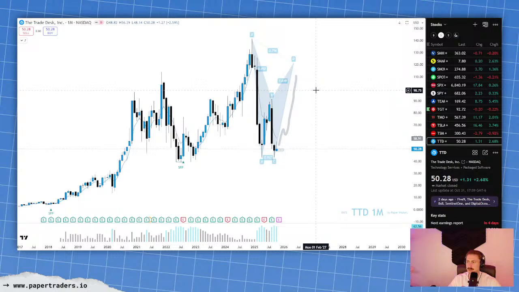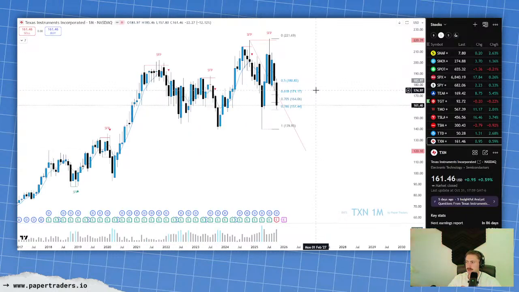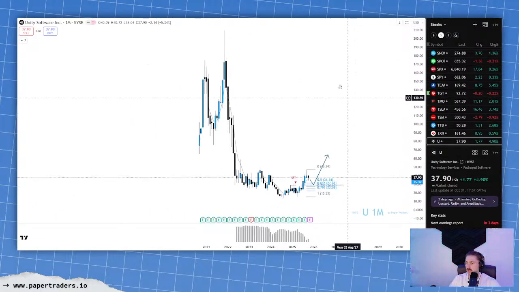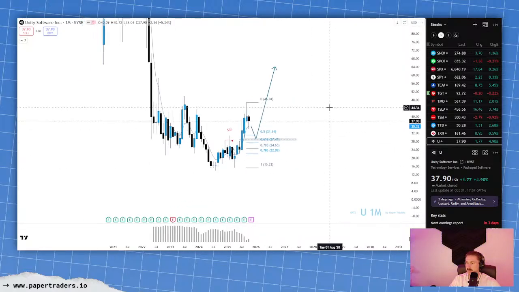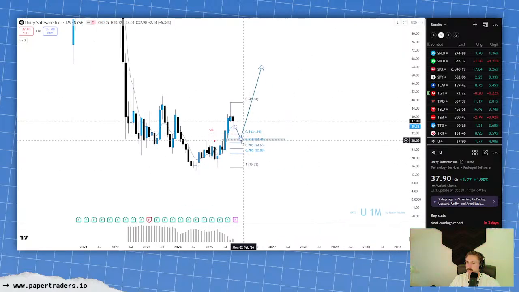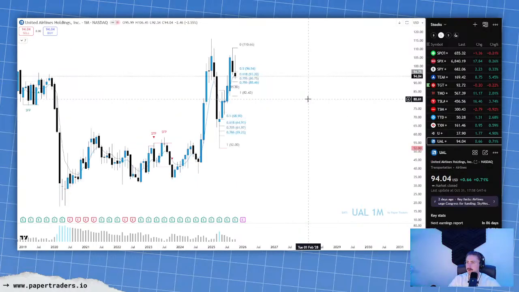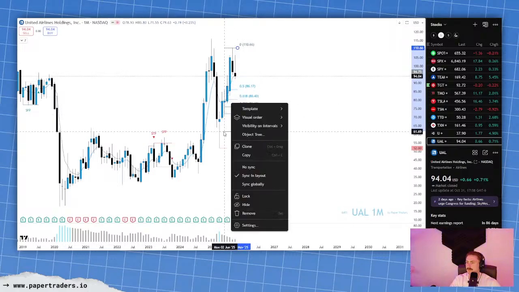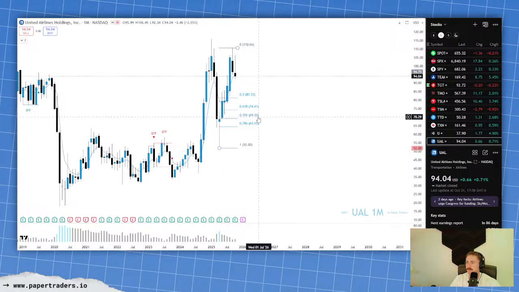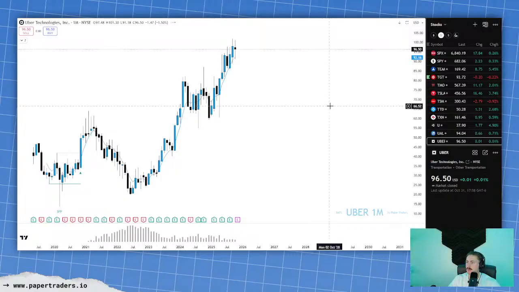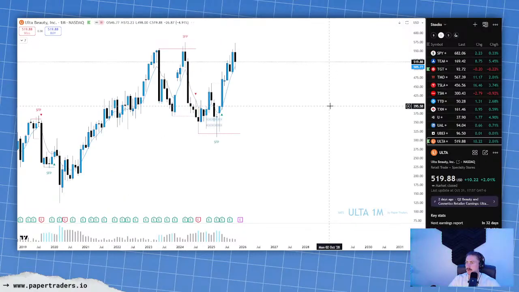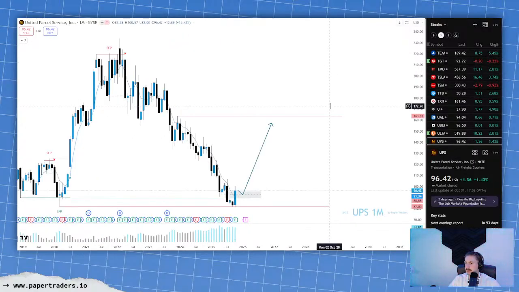TSM. PTD still shorts. Texan got destroyed. It could be good, but would not mind seeing that FPG right there. UAL shorts. Uber nothing. Ulta be short.